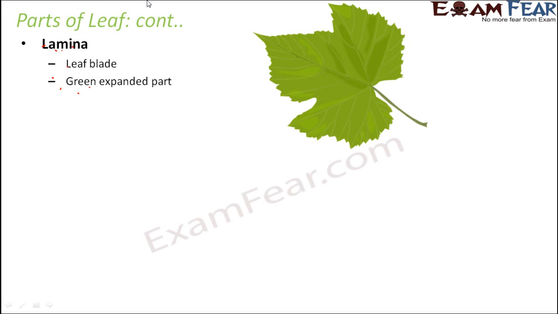Now on this lamina you can see small, extremely minute pores, which are known as stomata, and these stomata help in exchange of gases. The cells of the lamina also contain chloroplast, which contains chlorophyll, which in turn helps in the process of photosynthesis. So lamina is the most important part of the leaf because it contains chlorophyll. Again, it contains stomata which help in gaseous exchange.